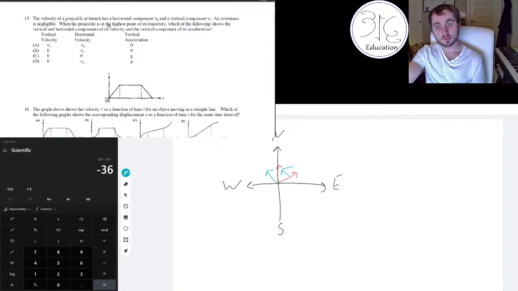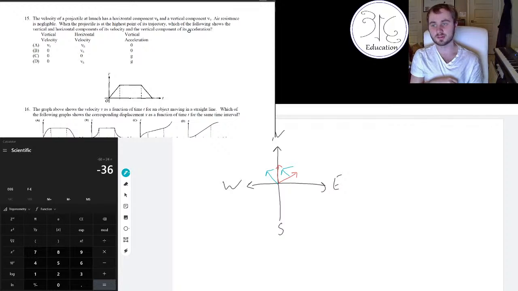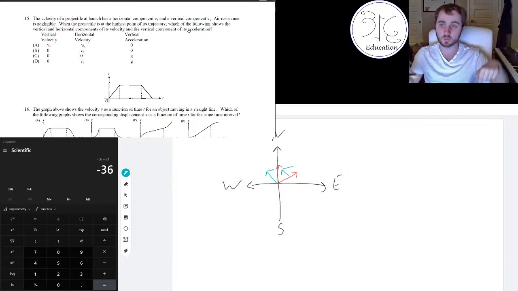Cool, so the velocity of a projectile launch has a horizontal component, VH, initial launch velocity, and a vertical component, VV. Air resistance negligible, projectile is at its highest point of trajectory when which of the following shows vertical and horizontal components of its acceleration. So our acceleration isn't going to change the whole time. We still expect for every time in this projectile's trajectory that its acceleration will be g. It's under constant acceleration due to gravity, pulling it downwards.